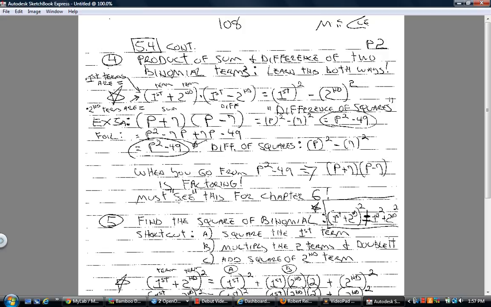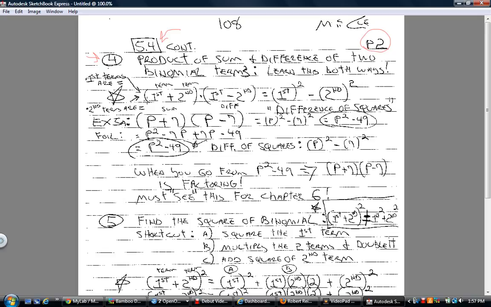Welcome back to section 5.4, and we are going to work on page 2 here, taking on objective number 4, where we're going to do the product of the sum or difference of two binomial terms. Okay, so what I try to do here is, if you look on the book here, you can see the rules, and that's all good. Again, whenever you can learn and put it in your head, I think it's a lot easier to remember.